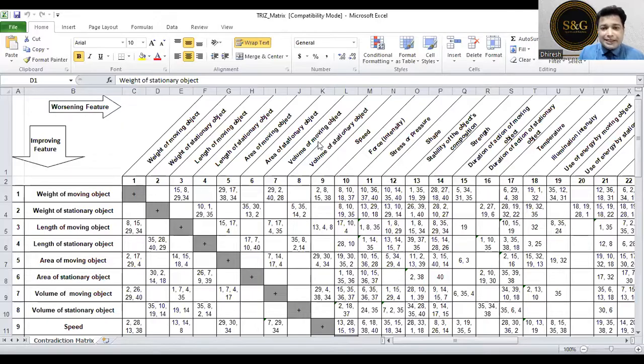Now this is the contradiction matrix. I'm going to put this PDF document and this contradiction matrix completely in our library, in our archive. Now here, improving feature.